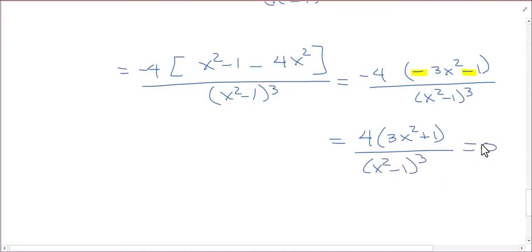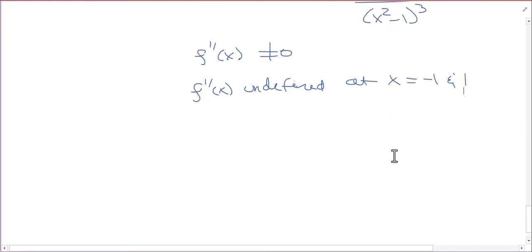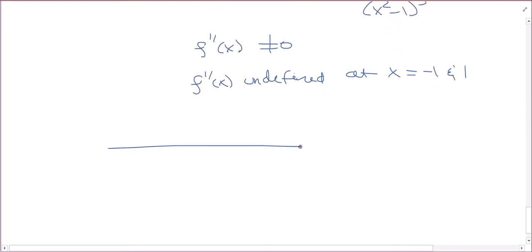And so when I set this equal to 0, notice that the numerator is never 0. This is an irreducible quadratic, meaning you can't factor it or do anything with it. So this is never 0. And so the only critical numbers or candidates of inflection point are 1 and negative 1, right? So f double prime of x is never 0, but f double prime is undefined at x equals negative 1 and 1. So that's kind of making sense with what we thought.